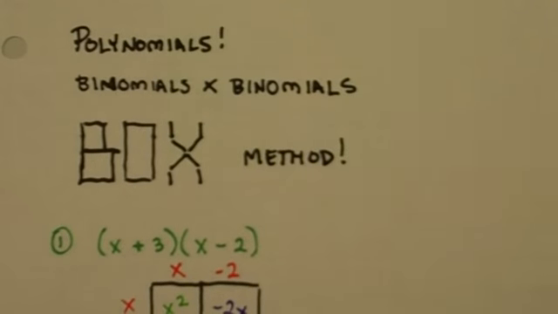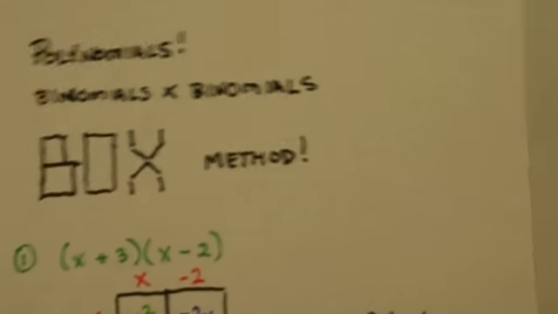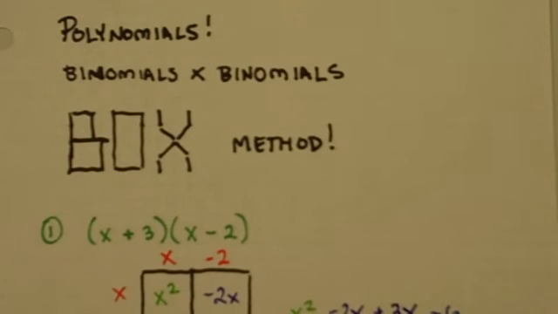Hey there, I'm Mr. Bahork, and more about polynomials. This is still binomials times binomials, except today we're going to be doing the box method. So this is an alternative to FOIL method. You don't have to do FOIL method, although I personally prefer FOIL method just because it's really quick.